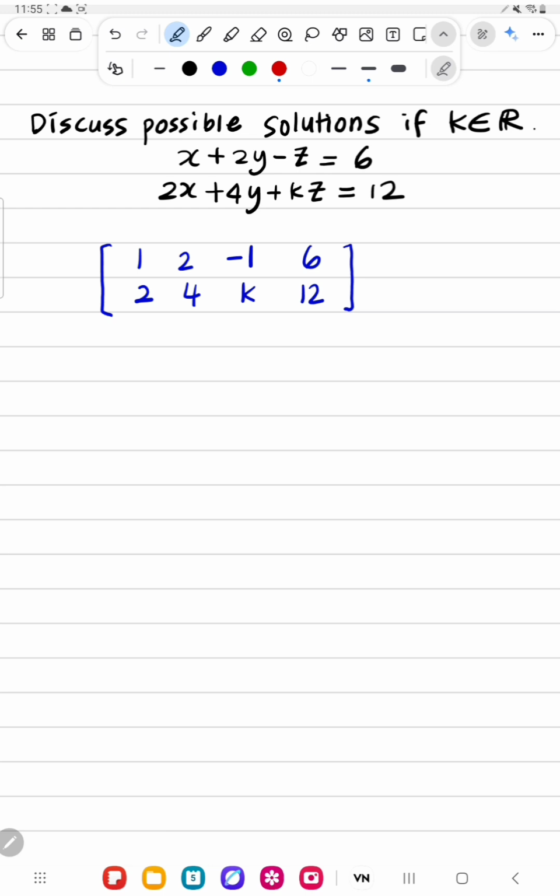Let's eliminate the first variable in the second row. It is the same as eliminate x from the second row. How do we write the row operation here? Row 1 multiplied by negative 2, add to row 2, new row 2.